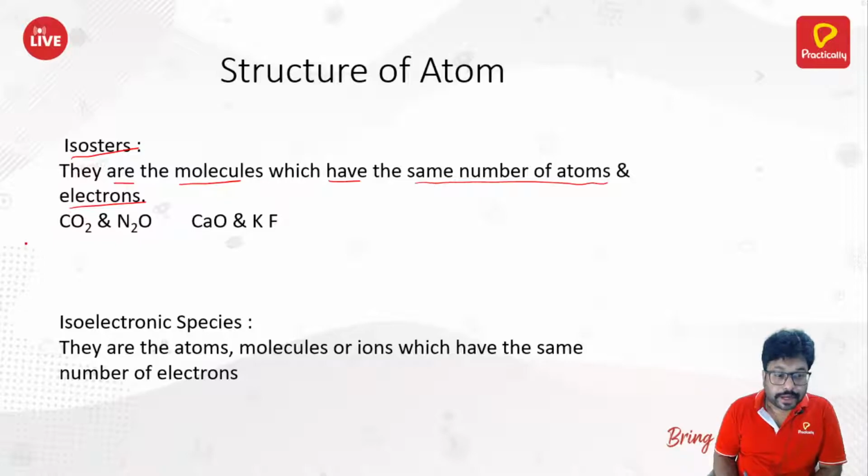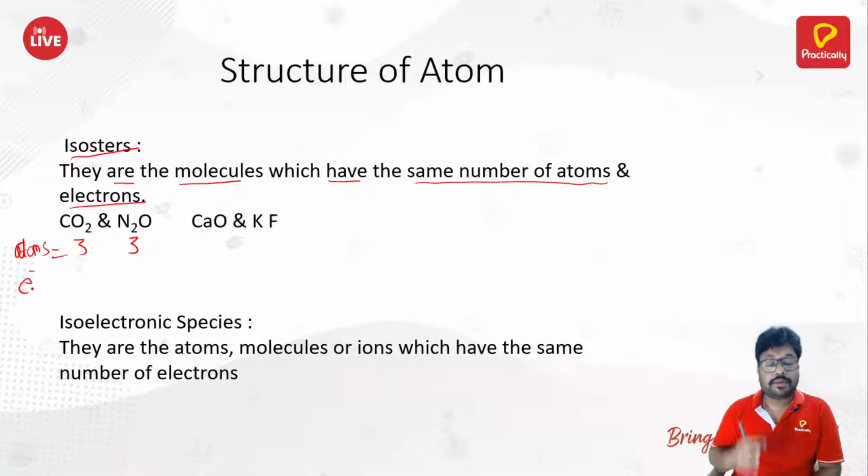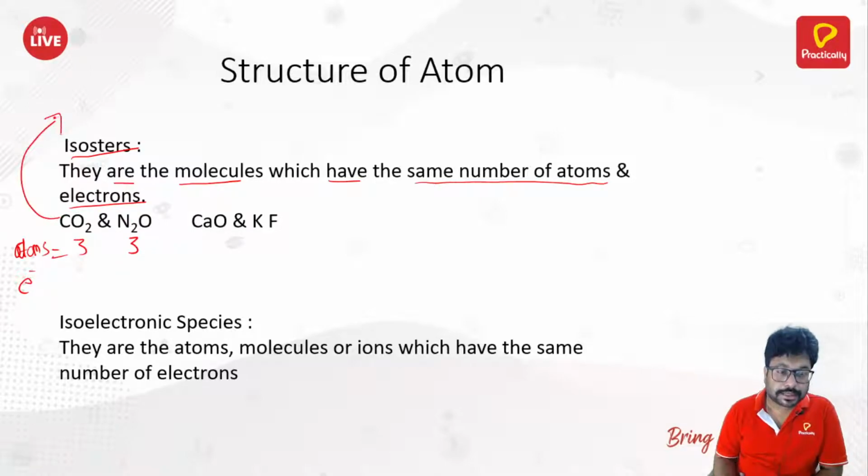Look at this. How many atoms does this species have? 1 carbon, 2 oxygen, 3 atoms. 2 nitrogen, 1 oxygen, 3 atoms. Number of electrons. What is the atomic number of carbon? 6. How many electrons should it possess? 6. For oxygen, atomic number is 8, so it should possess 8 electrons, right? So 8 into 2, 16. 16 plus 6, 22 electrons. So this species contains overall 22 electrons.